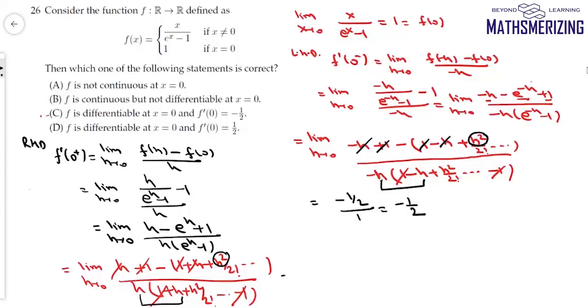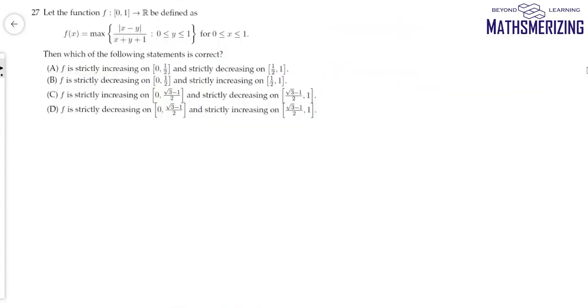So what is the coefficient of h square in the numerator? It is minus 1 by 2. In the denominator it is 1. So in this case also the right hand derivative is minus 1 by 2. So the left hand derivative and right hand derivative are finite and they are equal. So that means this function is differentiable at x equal to 0 and f dash 0 is minus 1 by 2. Now question number 27, it's a wonderful question.